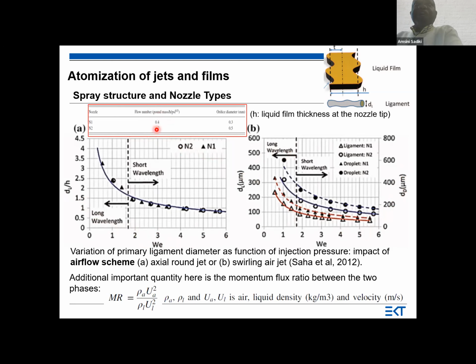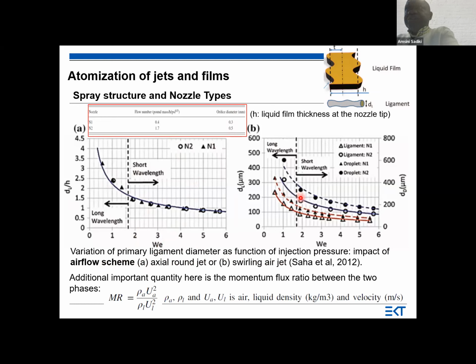We have the flow rate here, and we have different orifices, 0.3 millimeter and 0.5. And we see the dependency on the orifice is not observable here. We can say that for the variation of the primary ligament as a function of this wave number, we have the impact of the airflow scheme, but we don't have the dependency on the orifice here.